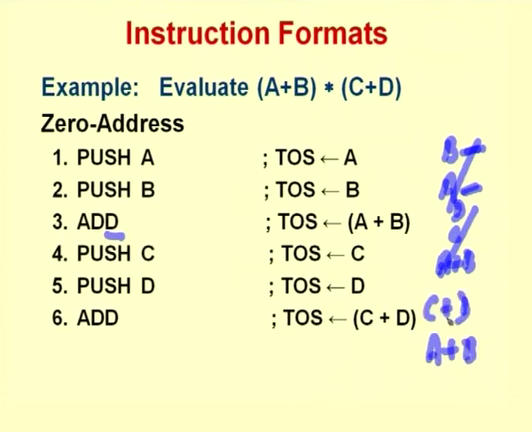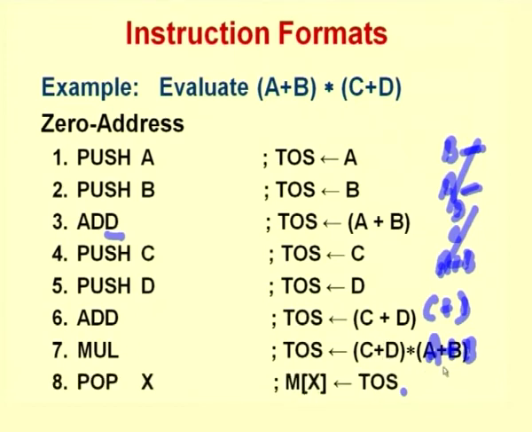Now if I do a multiply operation, look at what this mul will do. This will take the operand which is at the top of stack, which is c plus d, and then I have got a plus b which is below that. Both these values will be multiplied, and you can see that that value will be available on the top of stack. And then I have a pop x which will store this value which is on the top of stack to the memory location x.